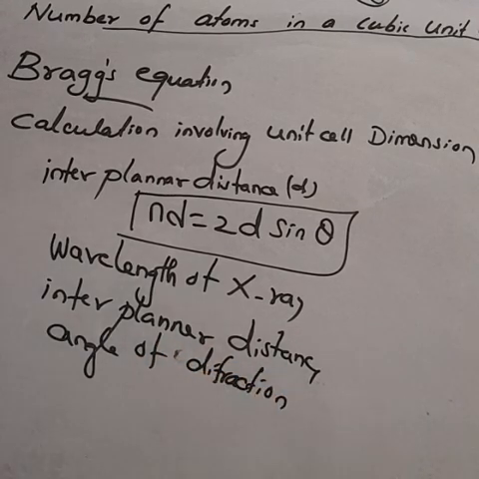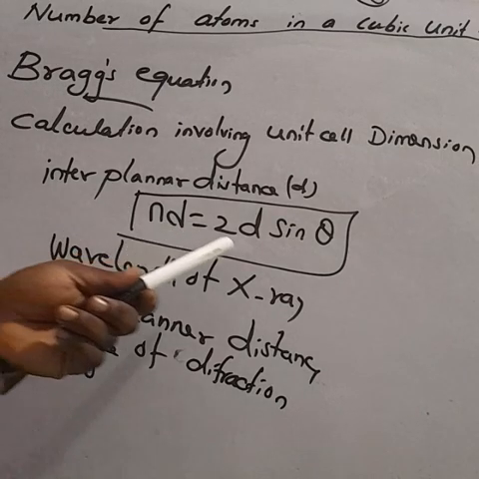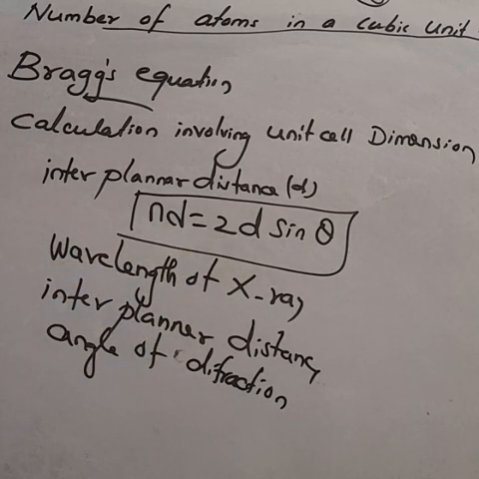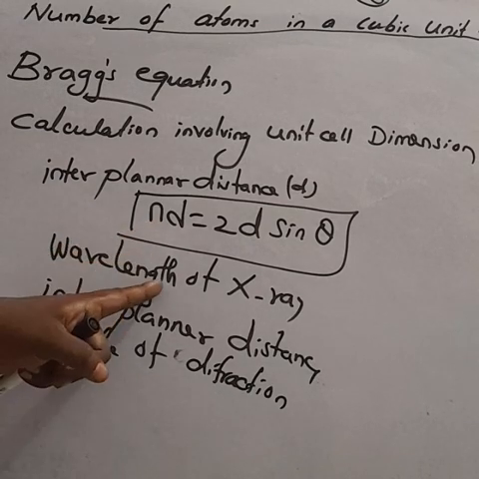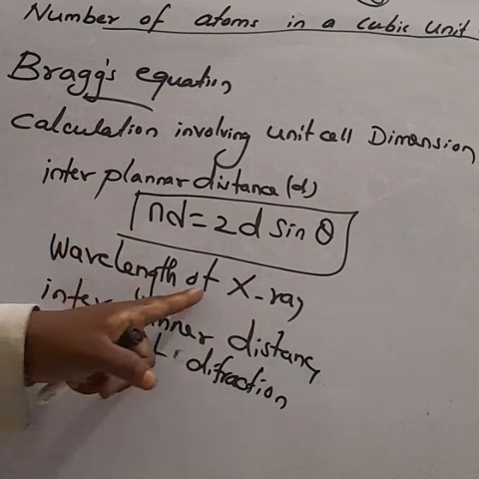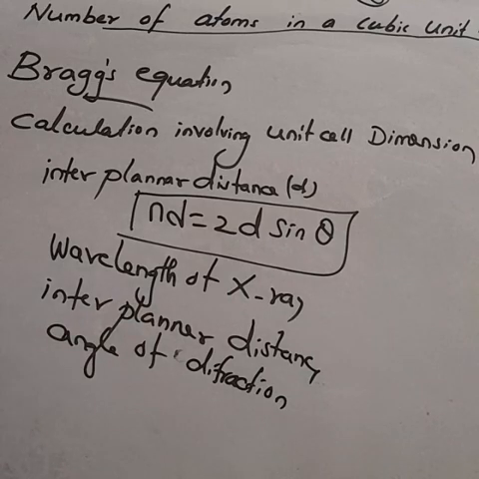What is the formula here? n lambda is equal to 2d sin theta. So what is lambda? Lambda means the wavelength of X-rays. What is n? It is the order of diffraction.